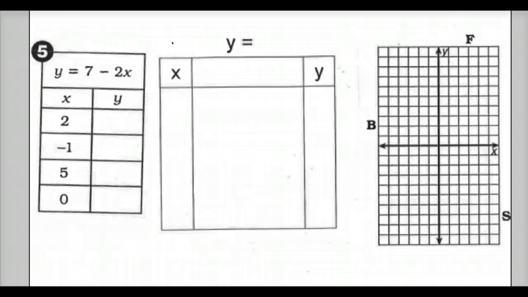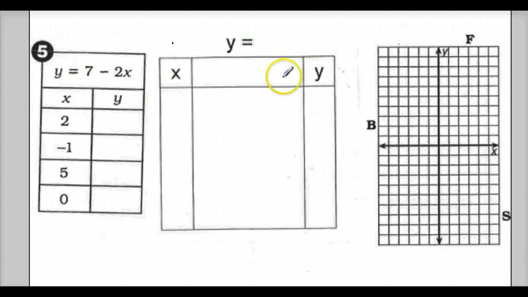We're going to start with number 5 because this is one that has a negative. I want to make sure you guys don't get too confused, and it also has a 2 right in front of your x. The chart here tells us which x values we need to substitute in, and then we're going to get y values out. This chart over here is what we are going to use to show our work.